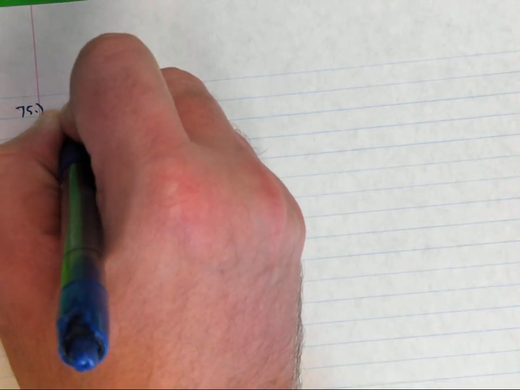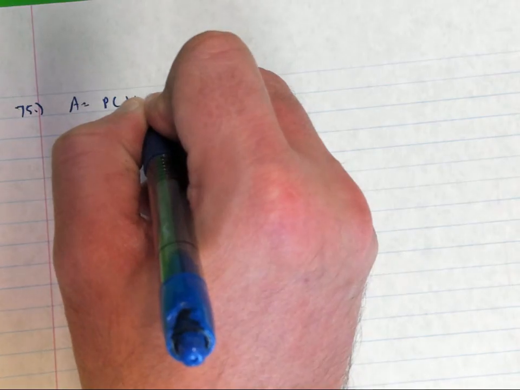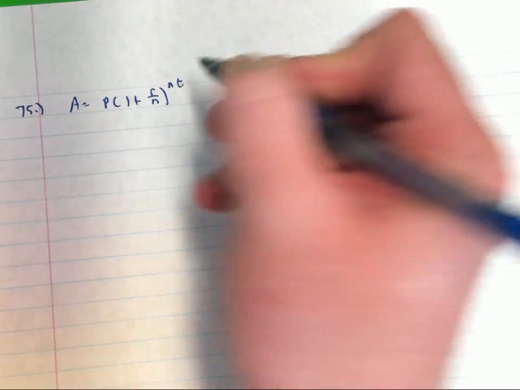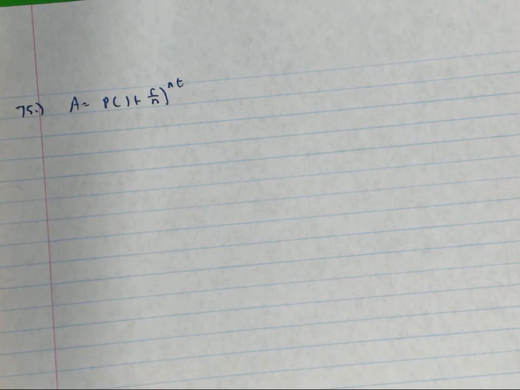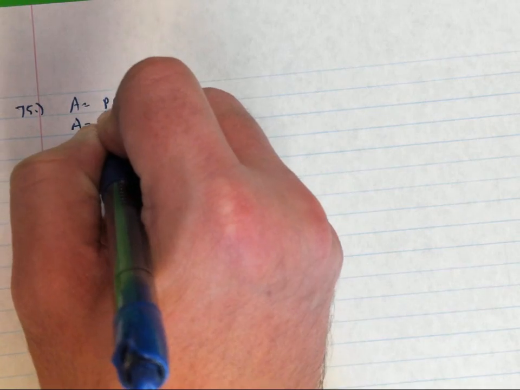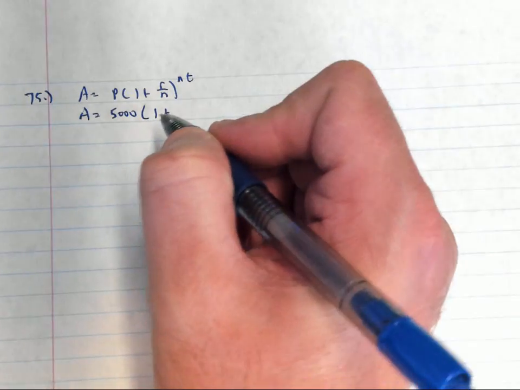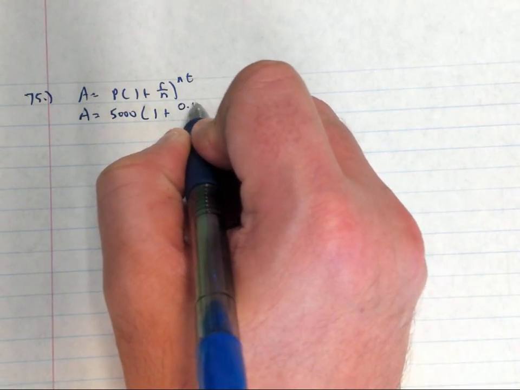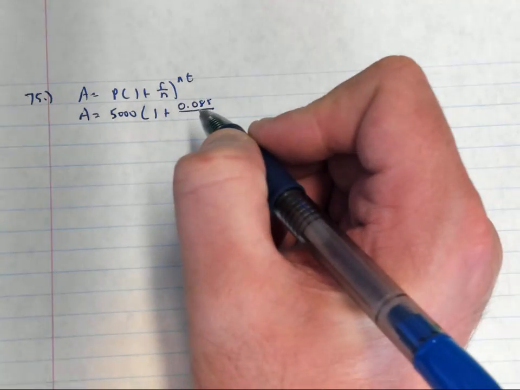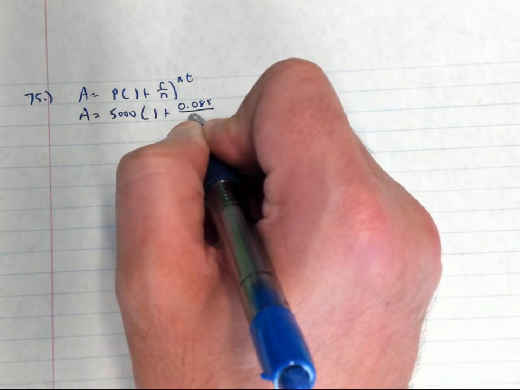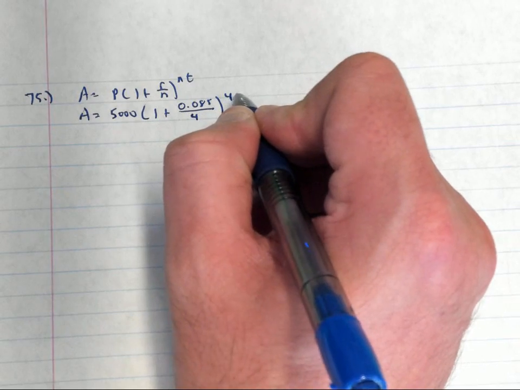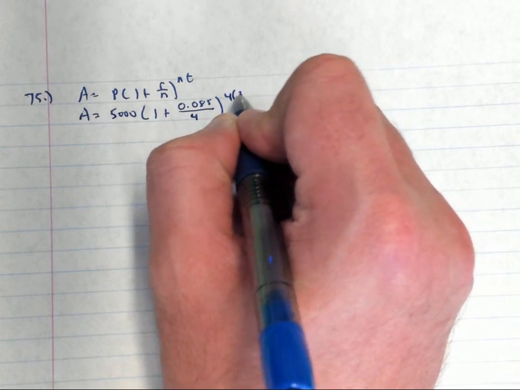So, on 75, A equals P times 1 plus R over N raised to the NT. So, a man invests $5,000. So that's my what here? My principal. Parentheses 1. My interest rate says 8.5. So how would I put that in here? 0.085. It says compounded quarterly. What would I put here? 4. 4 raised to, it says after 3 years. So I put a 3 right here.